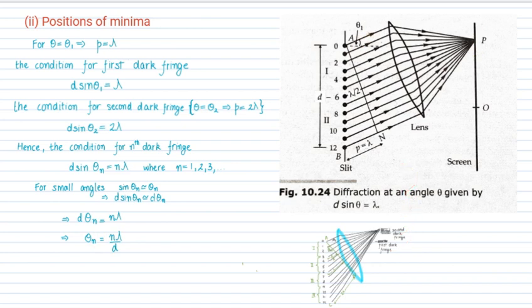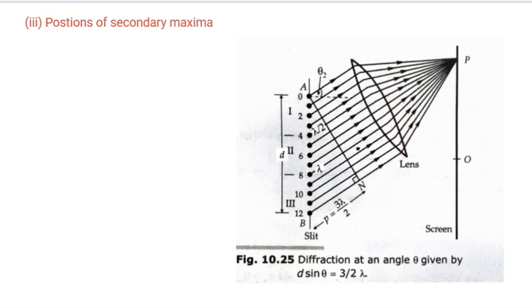Fine. So the expression of this angle represents the position of your minima. At what positions you will get your minima will depend upon this angle. Fine. So this expression is the position of the minima. The position of the secondary maxima, we'll do it in our next class.